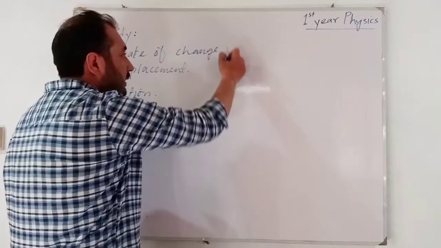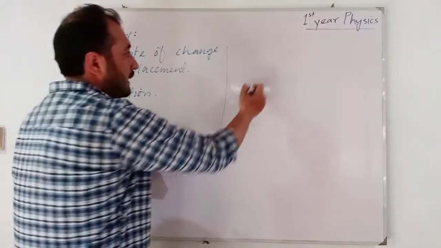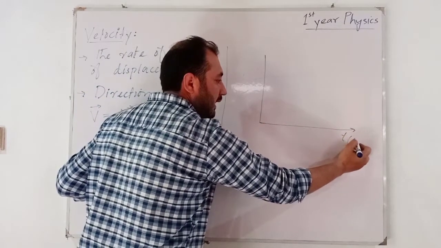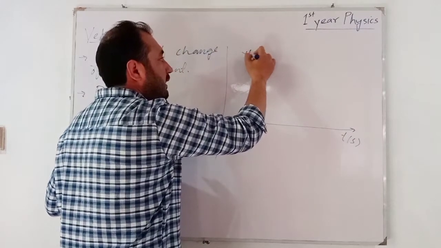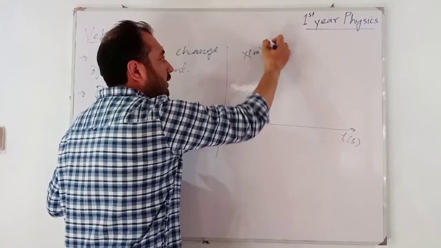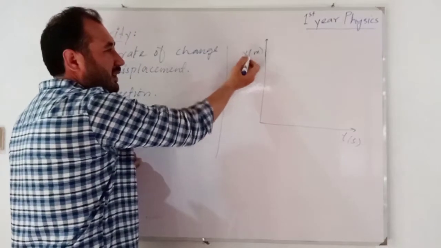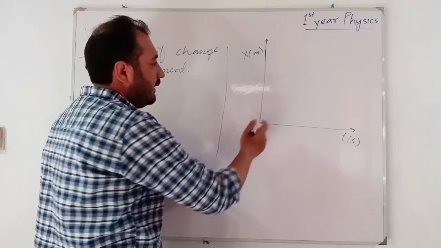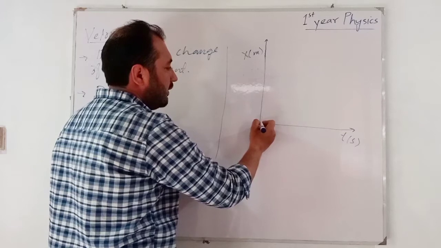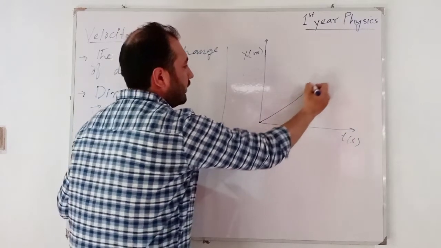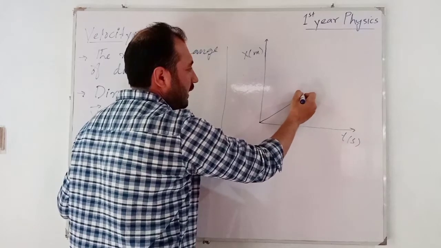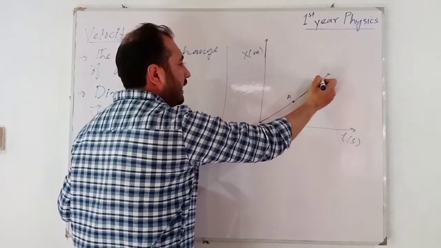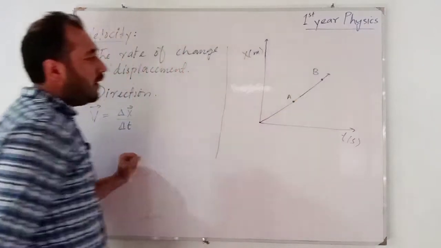So if I draw the displacement-time graph, let us say this is the time in seconds and this is the displacement in meters, right? We can even represent displacement by d, but for simplicity I'm using x. Now, if an object is moving from the origin to a certain point, and we want to find its velocity between point A and B, how are we going to find it?